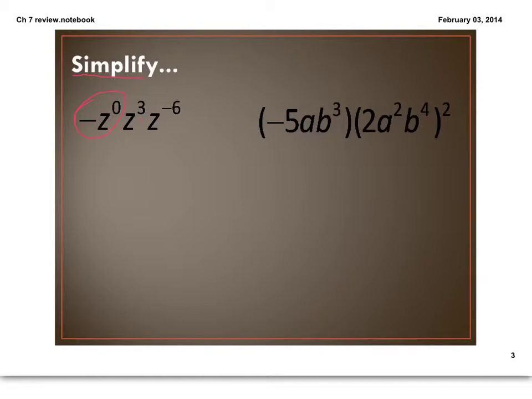But it's tricky because negative z to the 0 power is the same thing as saying -1 times z to the 0 power. So z to the 0 power is that 1 that we're talking about, but then we've got to take that times -1. So then that part answer is -1. And then I have z to the 3rd times z to the -6th. Now I have the same base, in which case we're going to take our exponents, 3 and -6, and we need to add them together. So we have z to the 3rd times z to the -6th would be z to the -3rd.